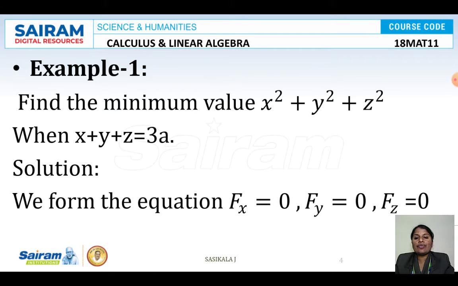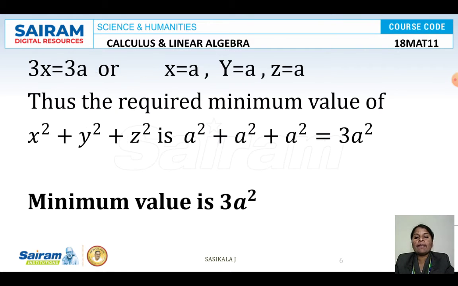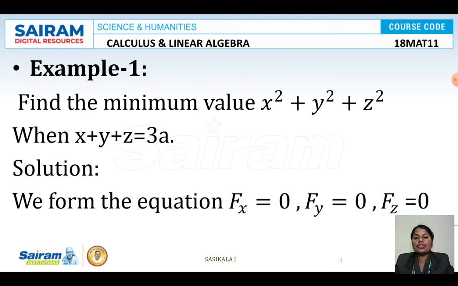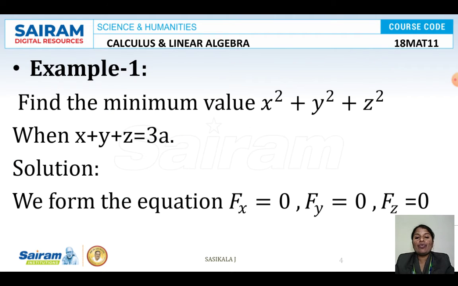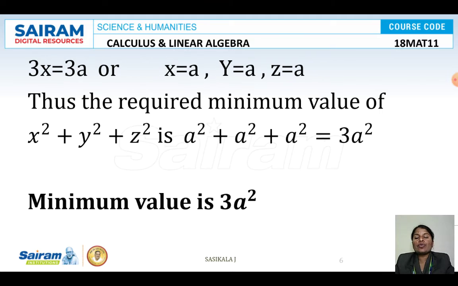The question asks us to find the minimum value. So how will we find it? As per the steps, the stationary value is obtained by substituting x, y, z in the u function. What is the u function? x squared plus y squared plus z squared. Since x, y, z is equal to a, the required minimum value is x squared plus y squared plus z squared, substituting a for all, it becomes 3a squared. So the minimum value is 3a squared.